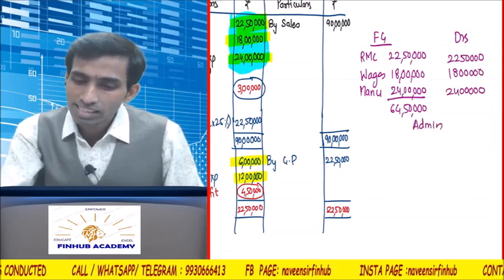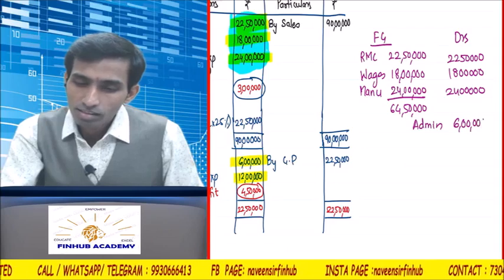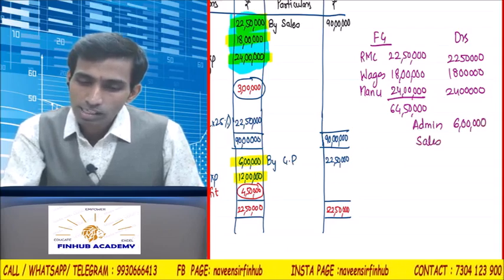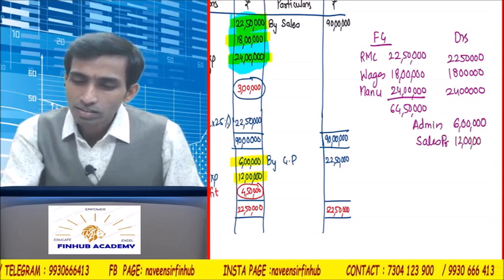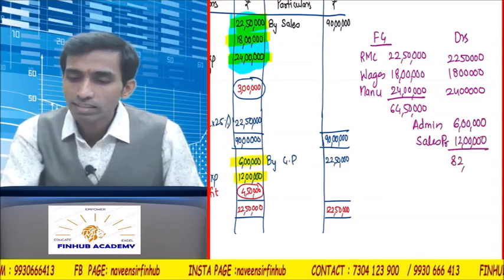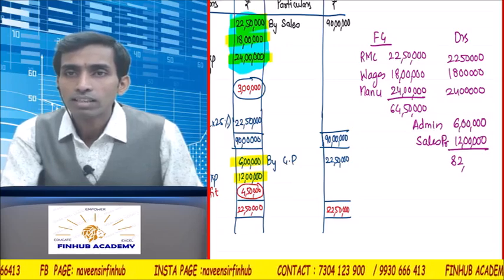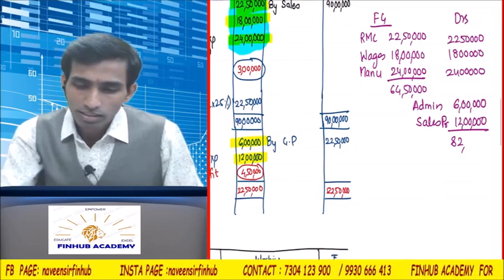Admin expense was how much? 6 lakhs. Sales promotion is how much? Sales promotion 12 lakhs. So you add this, you will get how much? 82 lakh 50,000.